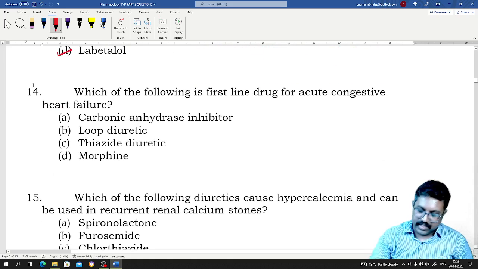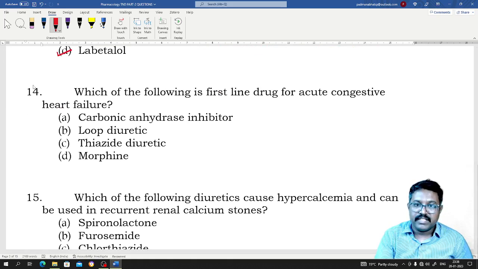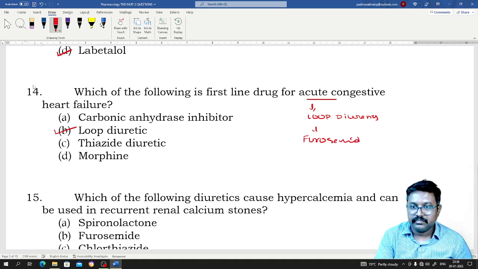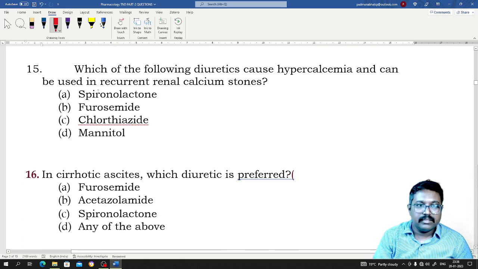So moving on to the 14th MCQ, that is, which of the following is the first line drug for acute congestive heart failure? Again a direct answer. So it is your loop diuretics. So among this, which is a loop diuretics, that is your loop diuretics. So example, if they have given, you could have chosen furosemide. Is that clear?